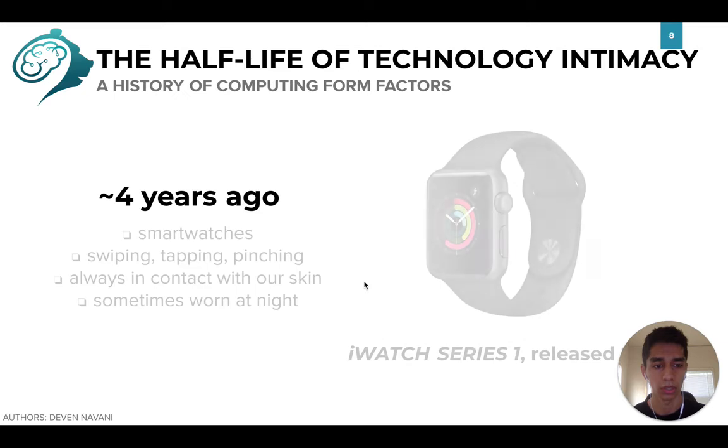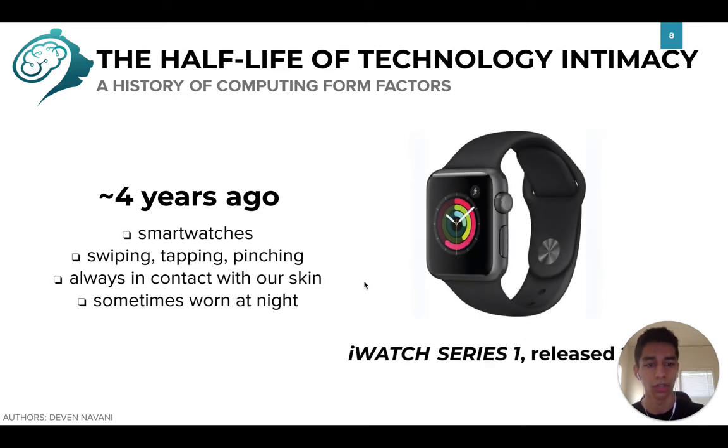4 years ago, we saw the advent of smartwatches. The iWatch Series 1 was released in 2015. The iWatch and smartwatches in general are more intimate than smartphones because they're always in contact with your skin. Sometimes you wear them at night. The way you control smartwatches is pretty similar to how you control smartphones. You swipe, you tap, you pinch. But what we're seeing is technology is becoming more intimate.